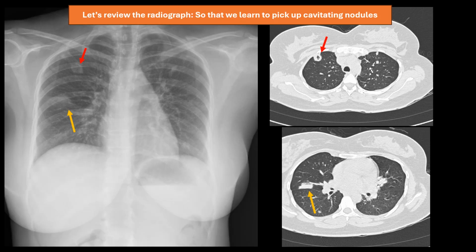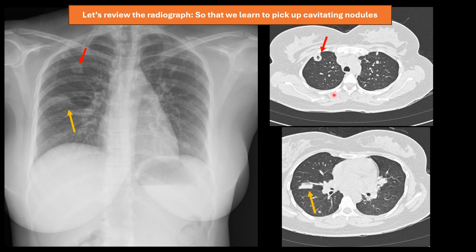I'm just putting up the radiograph to show how these cavitating nodules look on a radiograph. Here we are able to see a normal soft tissue nodule, and this is the CT correlation shown here. This is the same nodule. When it shows a cavity, which was seen in the anterior segment of the right upper lobe, we are able to see that there is a cavitation component.